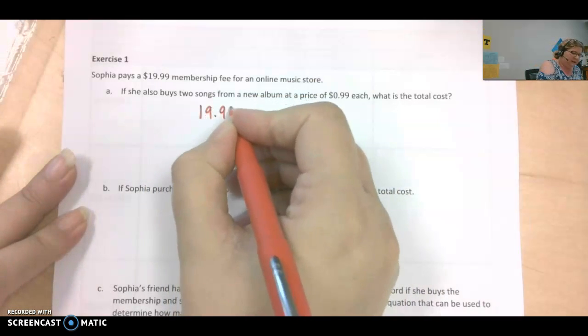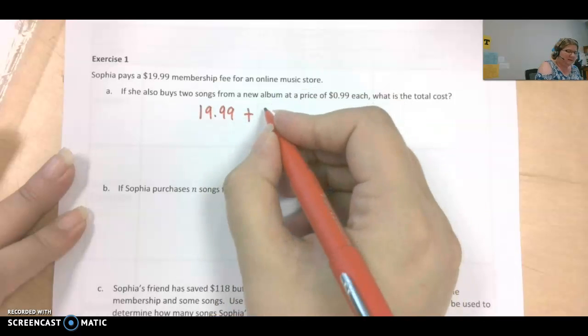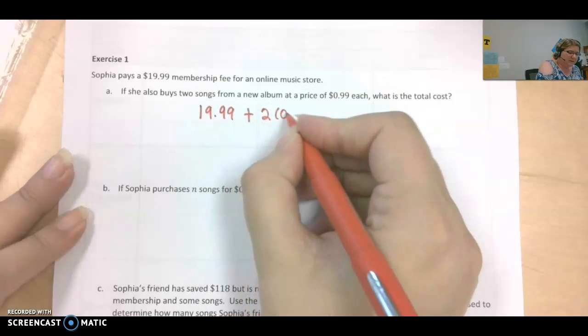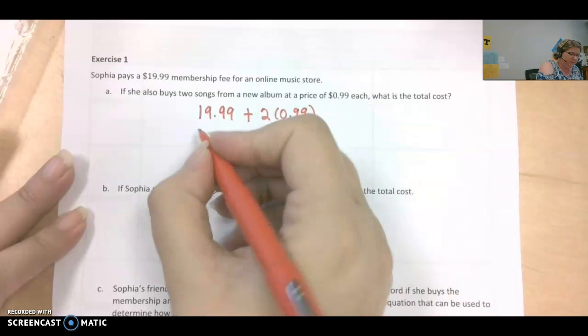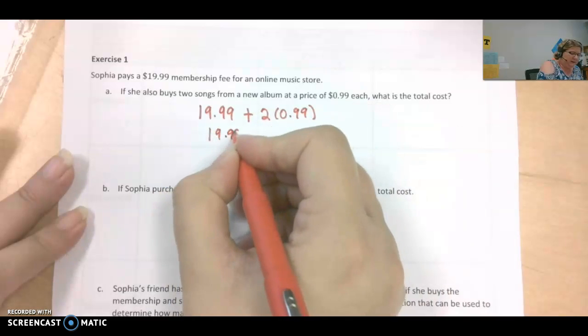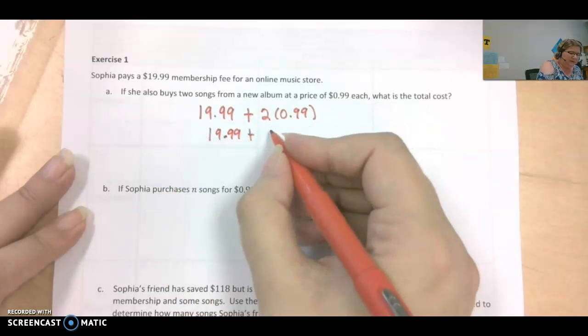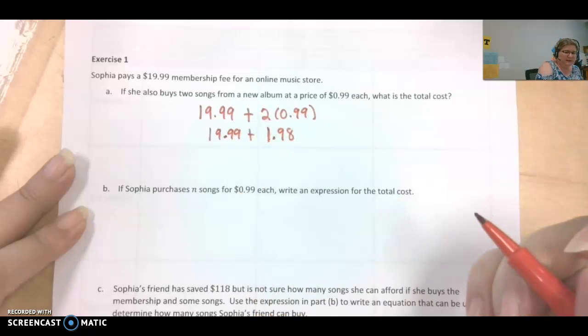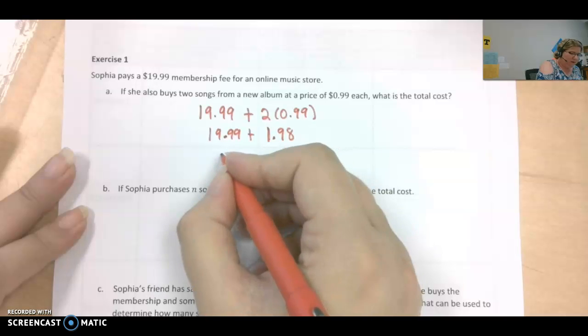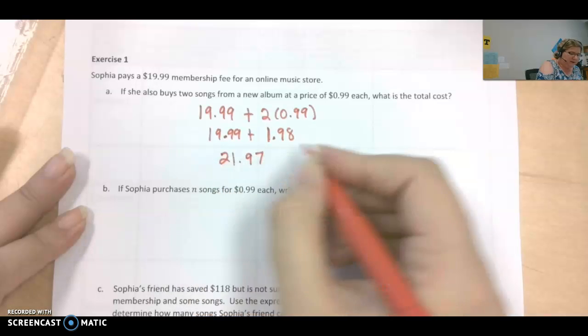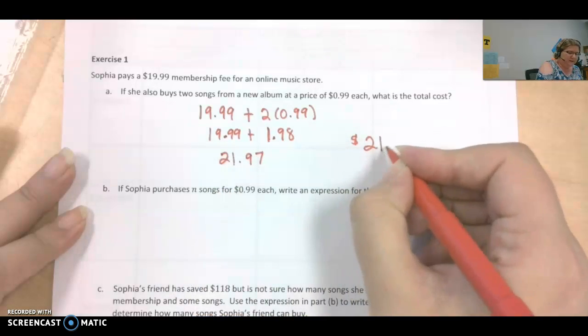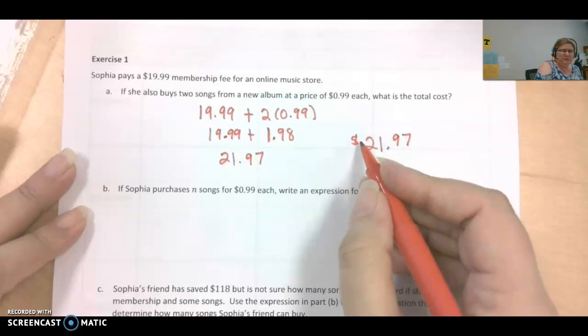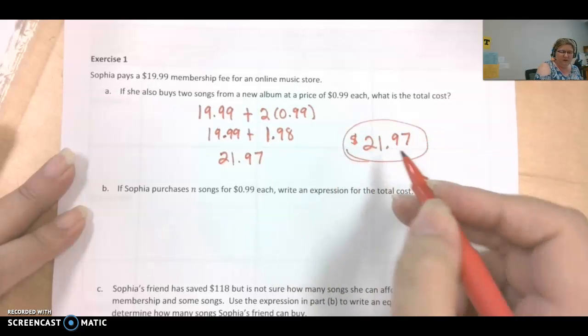So we have $19.99 plus 2 songs at a cost of 99 cents each. So that's $19.99 plus $1.98. That's the result of doing 2 times 99 cents, which gives me $21.97. In the United States, we put the dollar sign in front of the amount of money.